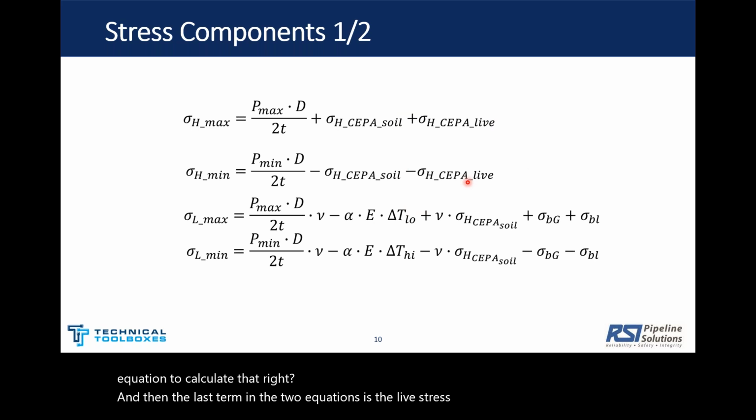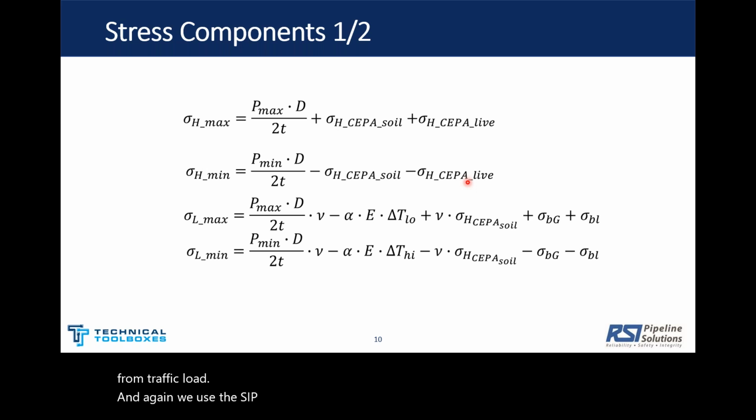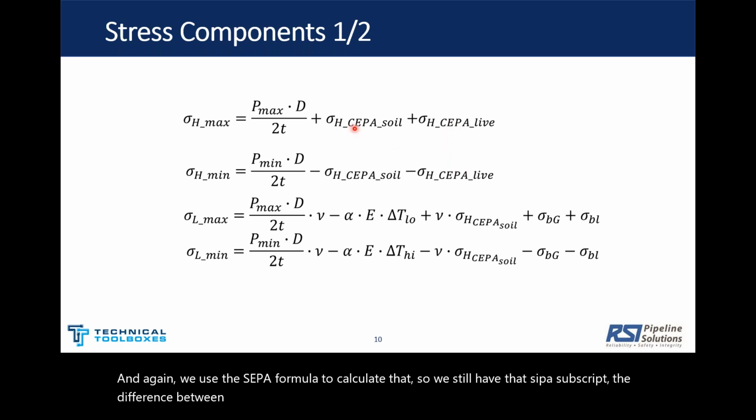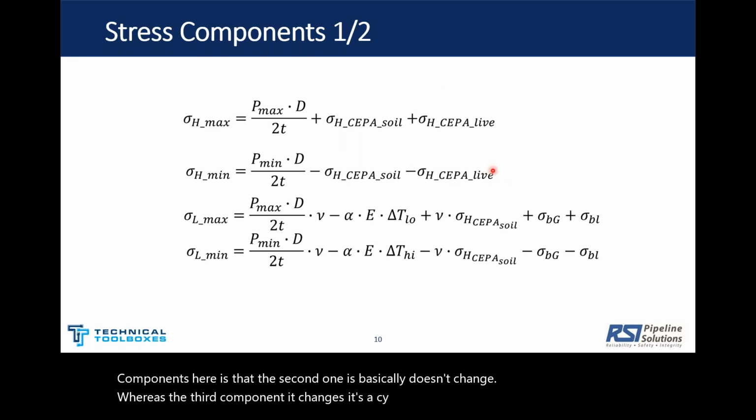And then the last term in the two equations is the live stress. This is the stress that comes from traffic load. And again, we use the CEPA formula to calculate that. So we still have that CEPA subscript. The difference between the second and the third components here is that the second one basically doesn't change, whereas the third component changes. It's a cyclic stress which can cause fatigue.